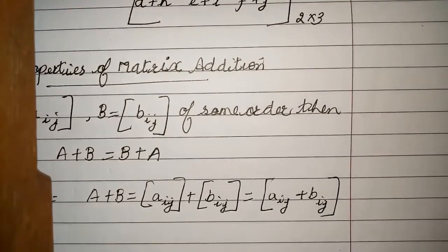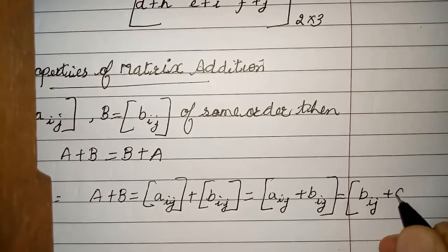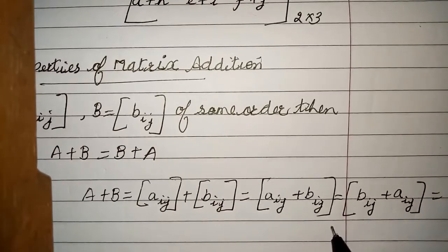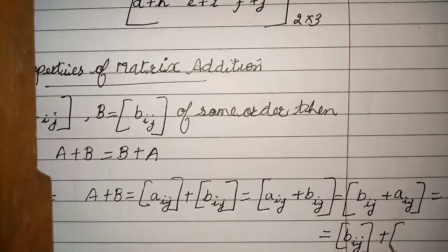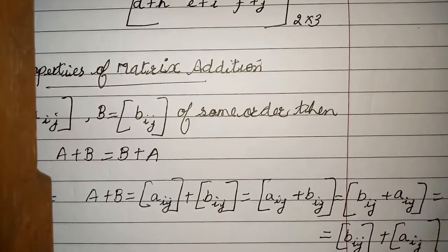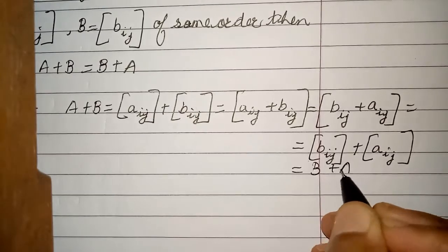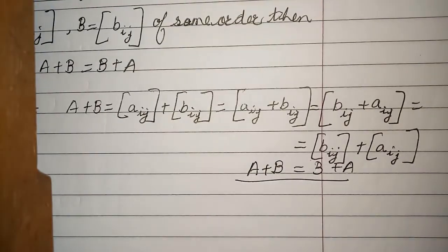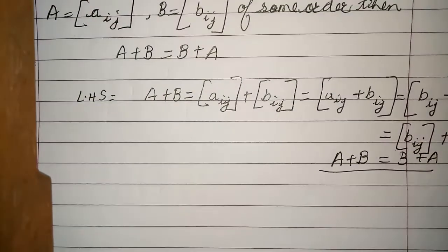Now if I want, I can rewrite it as Bij plus Aij, because they are either functions or some numbers. So what will happen? This is my matrix B and this is my matrix A. I started with A plus B, so I got that matrix addition is commutative. Is that clear?